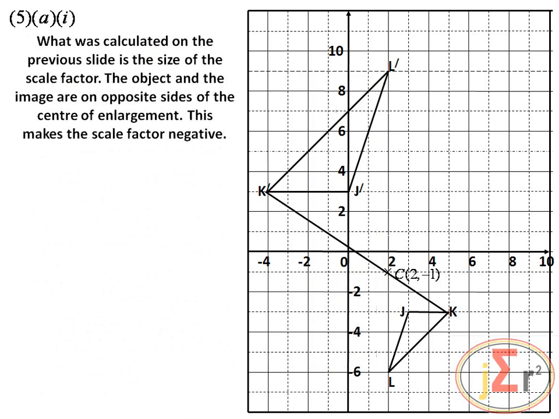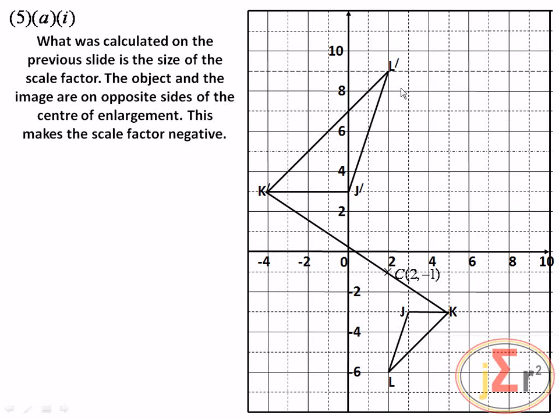What was calculated on the previous slide is the size of the scale factor. The object and its image are on opposite sides of the center of enlargement. This makes the scale factor negative. Notice that we have the center of enlargement here. Below it we have the original point. Above it we have the image.